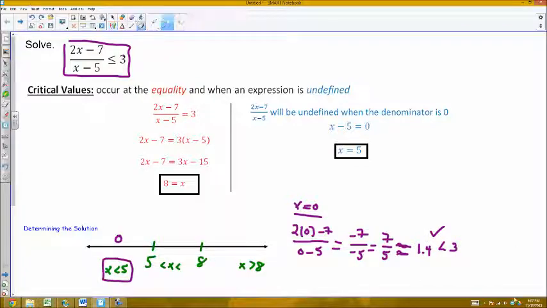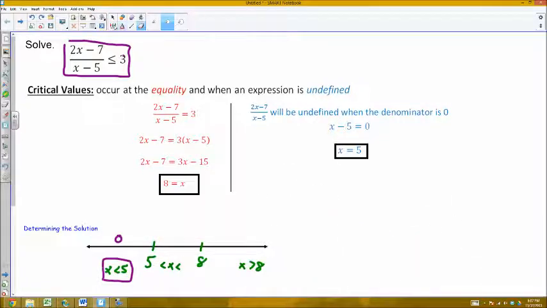Okay, now I'm just going to erase this so that we can test another value. When you're doing your work, make sure you do not erase it, because that check is part of your work determining the answer to your solution. The next value I'm going to test is one between 5 and 8.